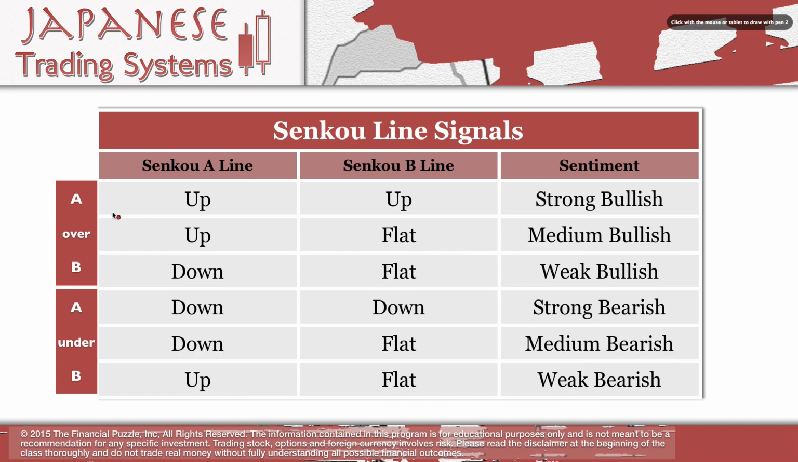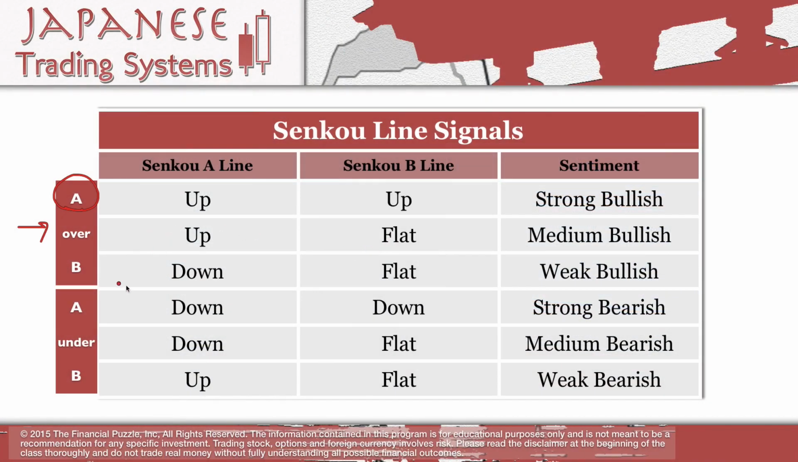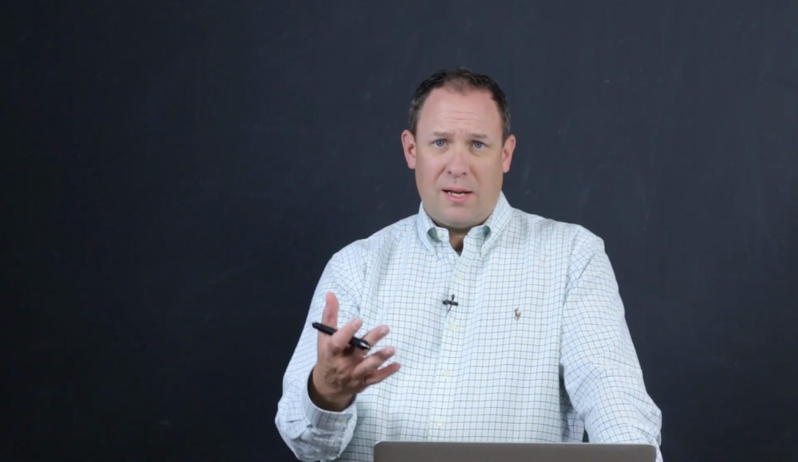So what's the clarification here? I've just added these boxes to the left side. If the A line is over the B line, so when the Senkou A is above the Senkou B, then these top 3 criteria are valid. If the A line's above the B line and both lines are moving up, it's strong bullish. If A is over B and A is moving up but B's flat, it's medium bull. If A is over B, A is moving down, and B's flat, it's weak bull. Okay, so there's the clarification on that.